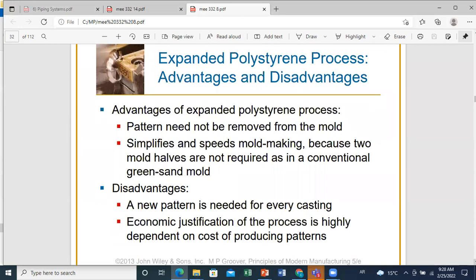Now, the advantages of such processes are that we don't need to remove the pattern from the mold. This will simplify and speed up mold making because we don't have two mold halves, and this will not require opening the mold at the end. The disadvantage is that each time a new pattern is needed, so we should have an economic justification of the process in order to go through it.